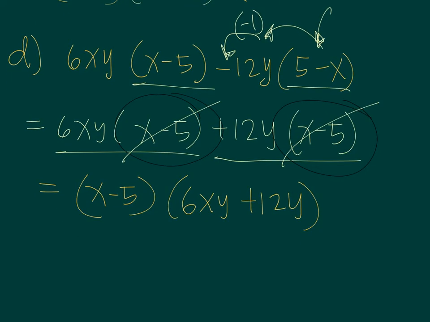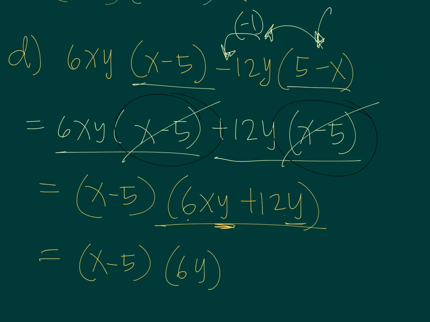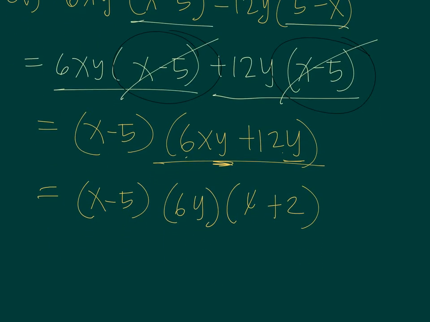Now do not stop until you have factored out everything. Because if you take a look at this, 6 and 12, the highest common factor is 6. At the same time, you have the y. So you have x minus 5, you factor out the 6, you factor out the y, and then this will be x plus 2. Then let's just rewrite the factored form: 6y and then x minus 5 and then x plus 2. So this is the factored form.